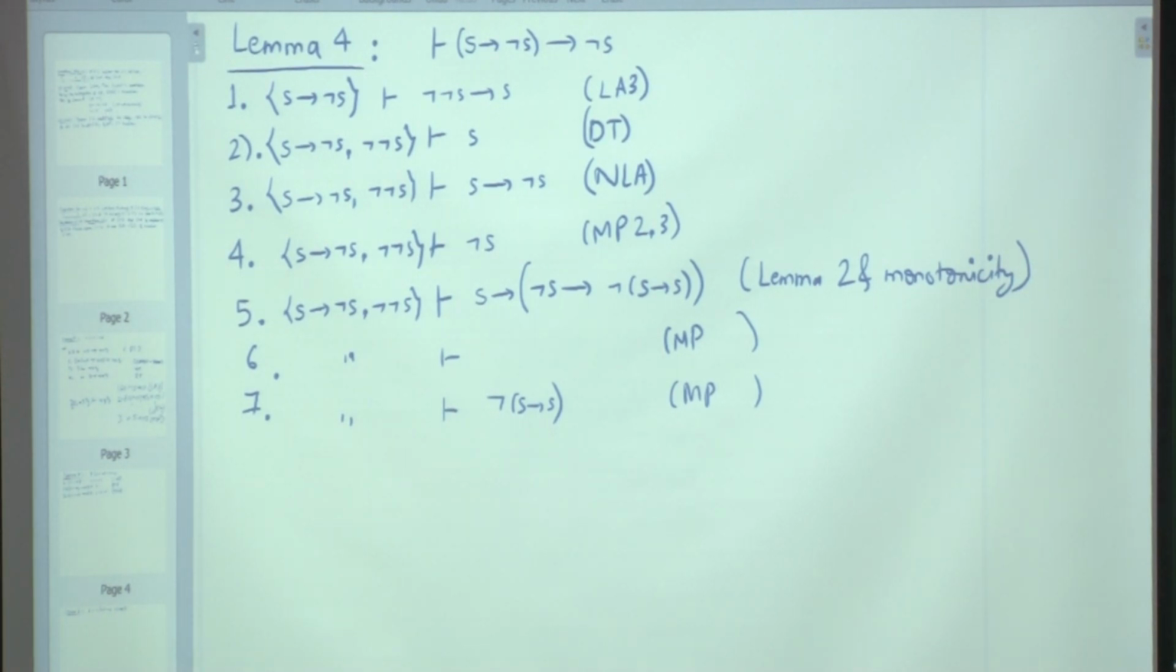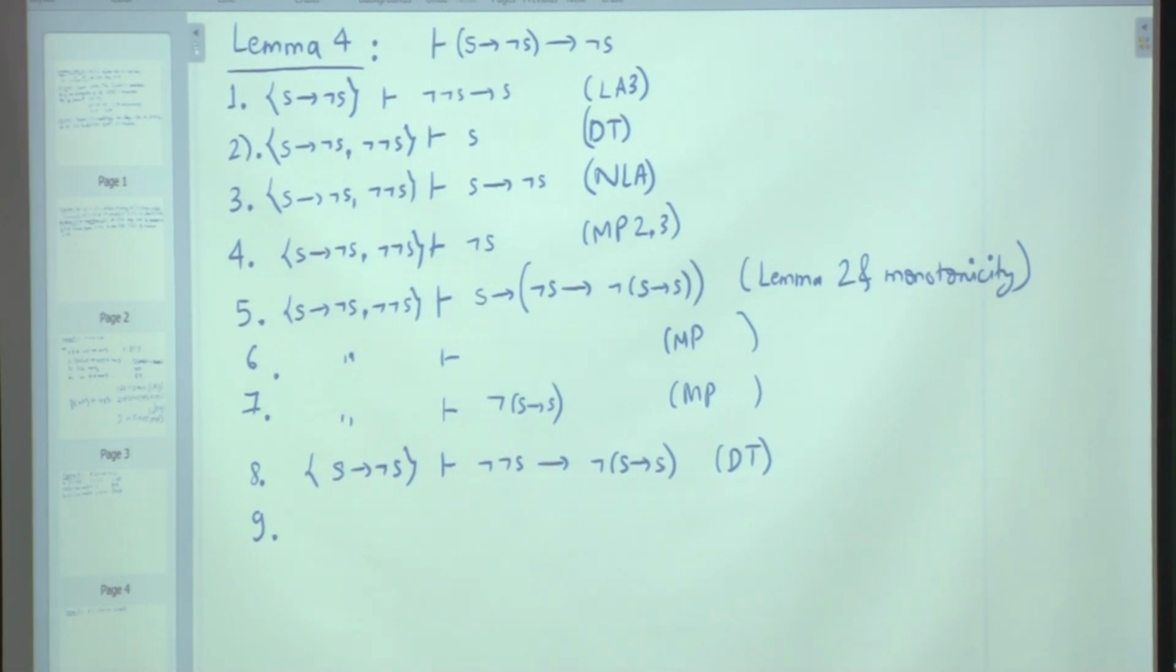We can use DT. Yeah, we can transfer something to. So I'm going to keep S implies negation S on this side, and I'm going to transfer this part. This is DT. What would be the next step now?